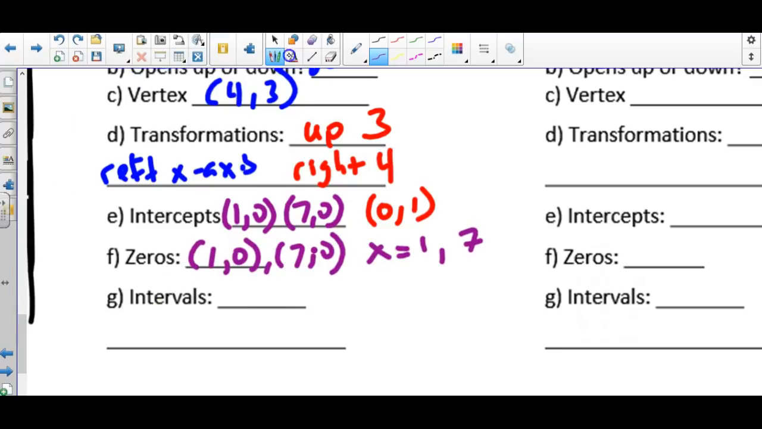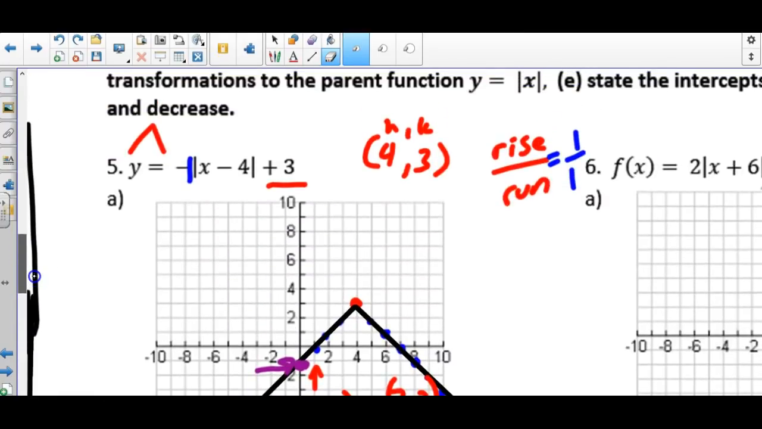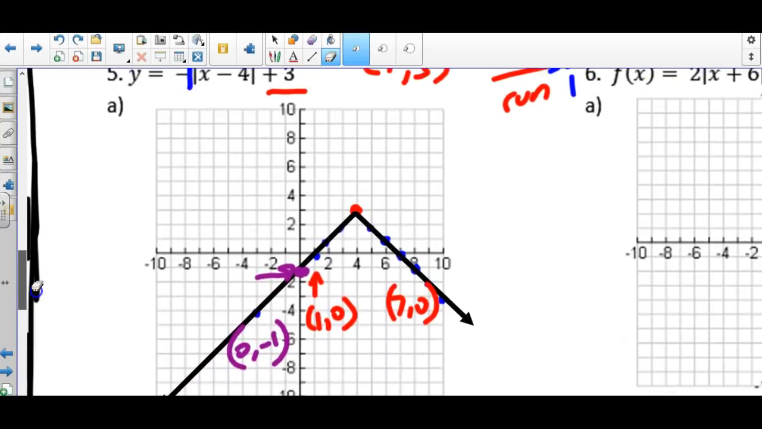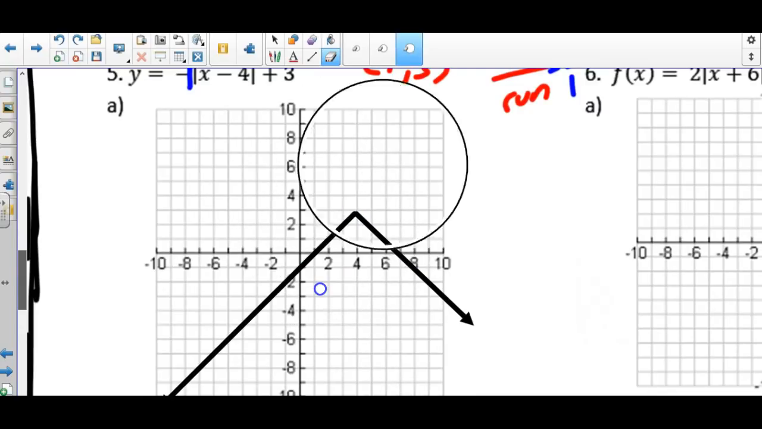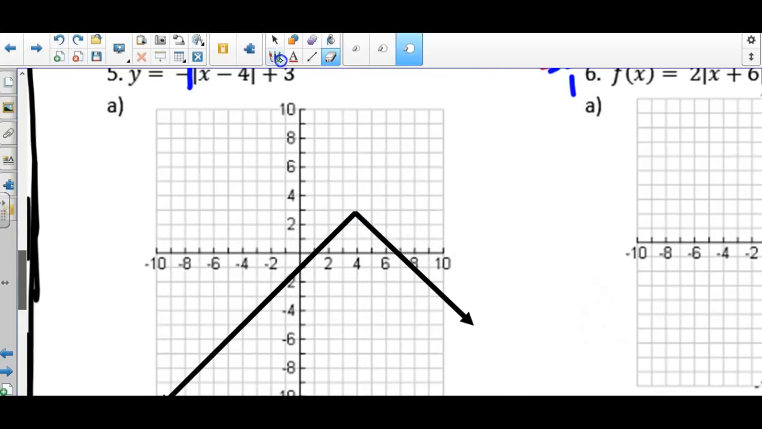Now we have to find the intervals of increase and decrease. Let me clear this off so I can explain it. We first look at the x value of the vertex. We said it's 4.